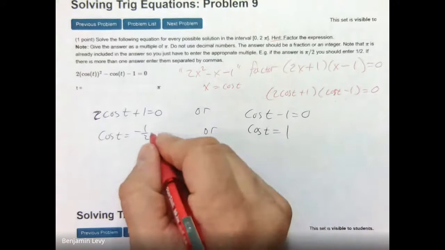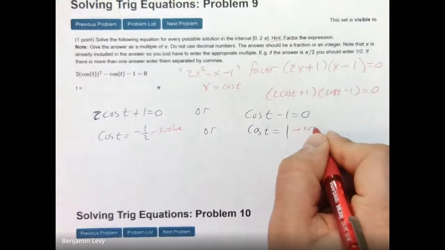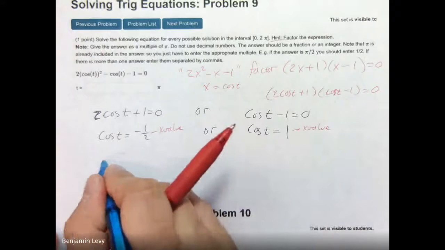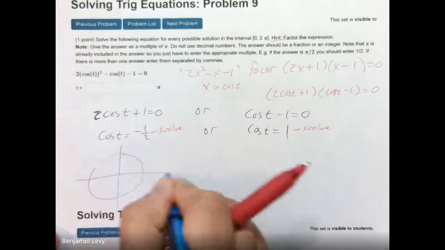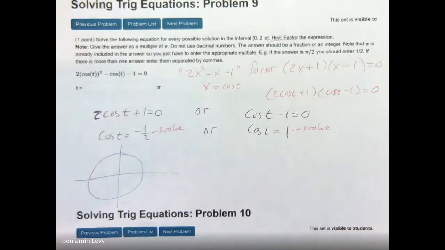Right, and so these are x values because we're talking about cosine. Cosine is the x values, right? Box number 1. And so when we're trying to think about where is the x value, either minus 1 half or 1, anyone? Where is either the x value minus 1 half or 1 on the unit circle?